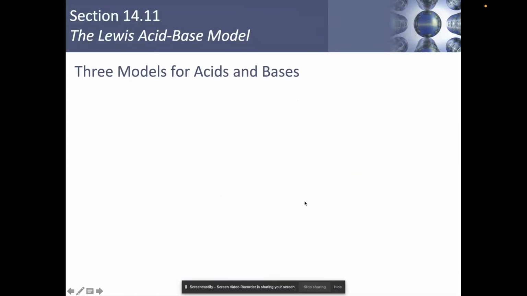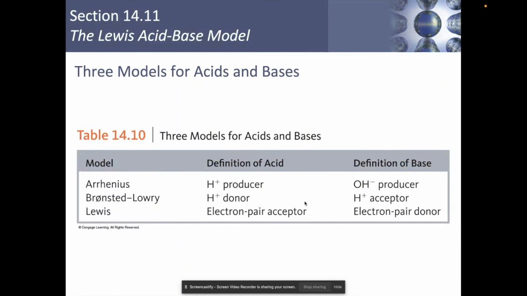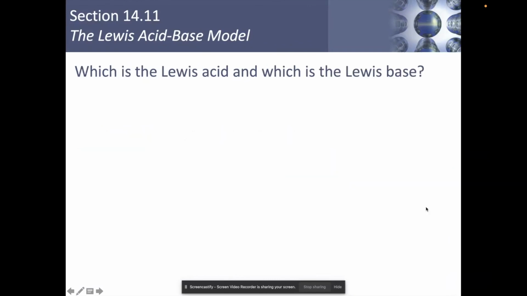And so, again, a summary of all 3. Arrhenius acids produce hydronium ions, or H+. Arrhenius bases produce hydroxide ions. Bronsted-Lowry acids donate hydrogens. Bronsted-Lowry bases accept hydrogens. Notice that the first 2 involve hydrogens. What if you're given an item that doesn't have hydrogens in it? That's normally when a Lewis acid or base definition needs to be used. So a Lewis acid accepts a pair of electrons, whereas a Lewis base donates a pair of electrons.